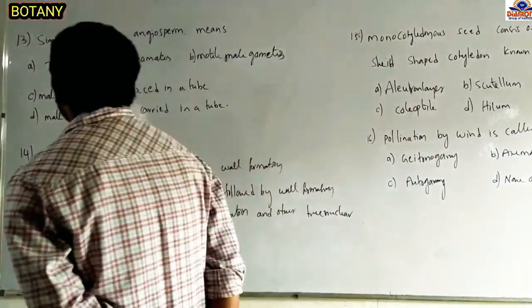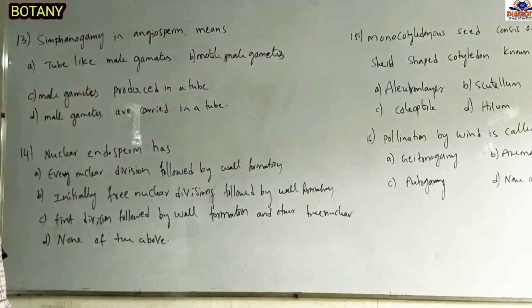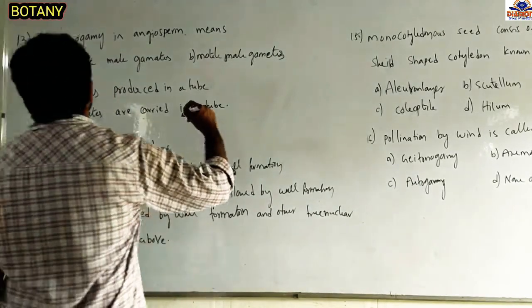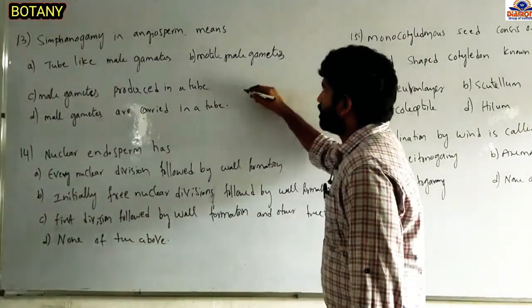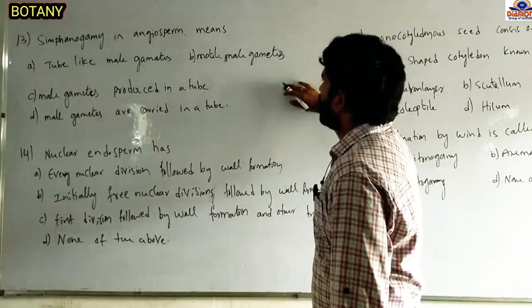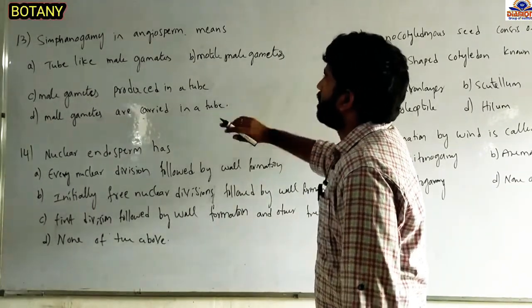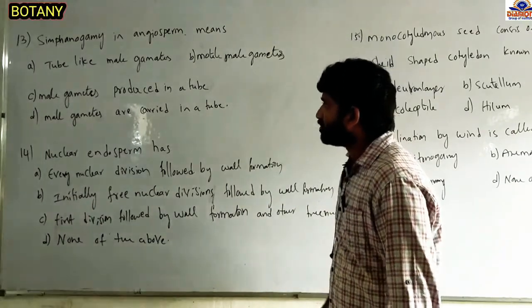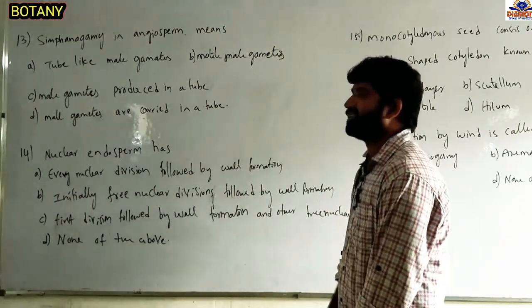Siphonogamy in angiosperms. Siphonogamy in angiosperms means, so here option A, tube-like male gametes. Option B, motile male gametes. Option C, male gametes produced in a tube. Option D, male gametes carried in a tube.